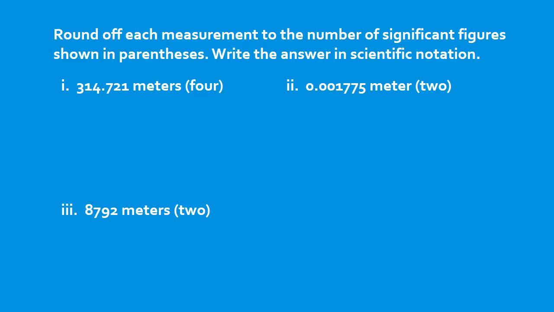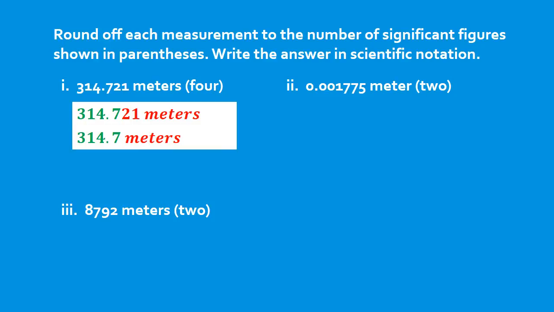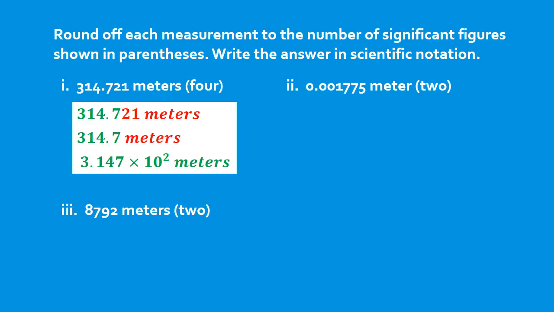Let's look at how to round these numbers here. In 1, we have 314.721 meters. We want to round it off to 4 significant digits. So those in green would be our significant digits, the digits that we want. The number after the 7 is 2, so that's less than 5. So we keep the 7 the same value. So that's 314.7 meters. We also want our answers in scientific notation. So we're going to have to move the decimal point 2 places to the left. So that's 1, 2. That gives us 3.147 by 10 to the 2 meters.